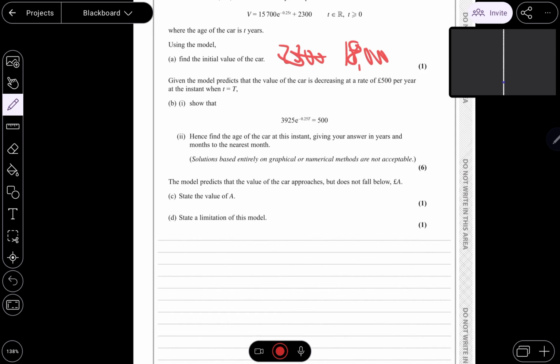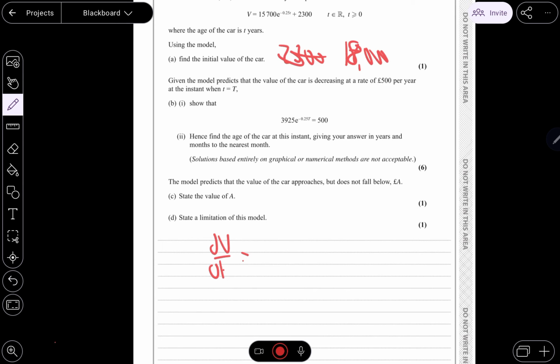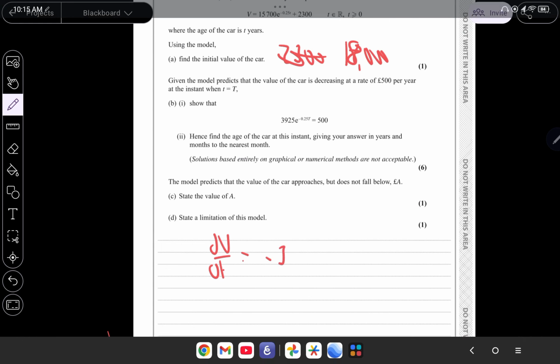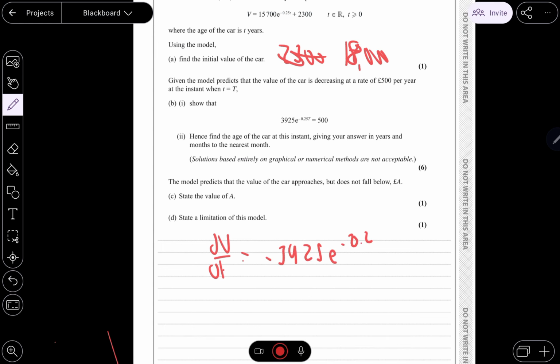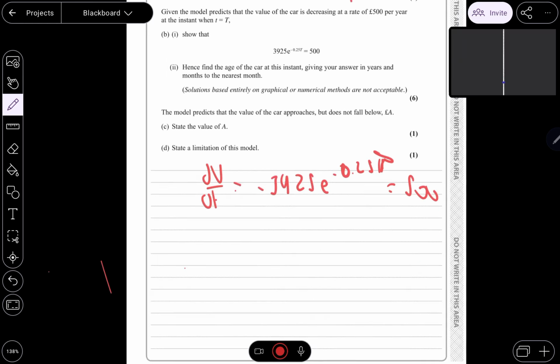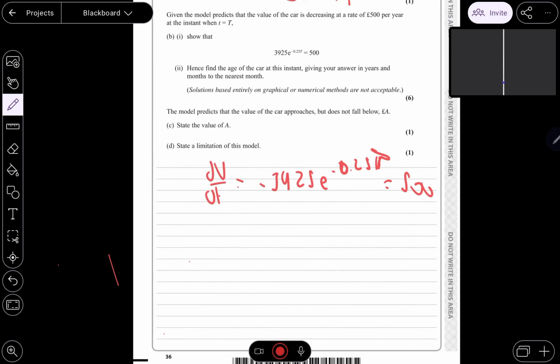Given the model predicts the car is increasing, blah, blah, blah. Okay, so dV/dt. Is differentiating this AS maths? Really? So 15,700 divided by 4 is that. So this is minus 3,925 e to the minus 0.25t. That obviously differentiates away. Now that equals 500 when this t is big T. Okay, so now we just have to solve for t.